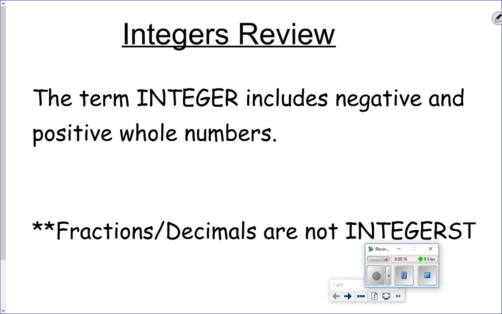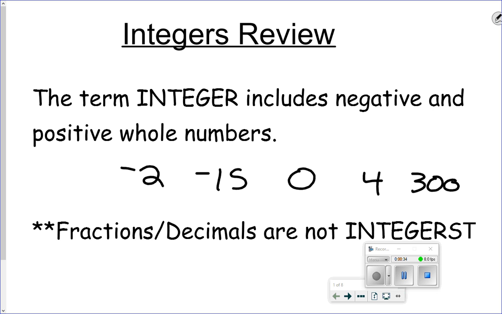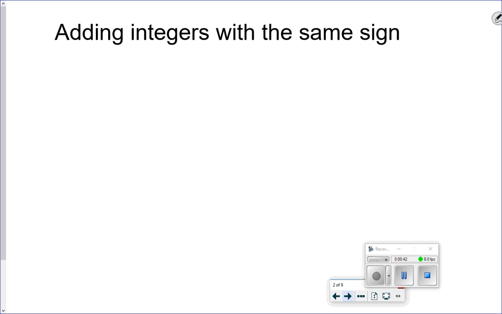First off, some vocabulary. The word integer includes negative and positive whole numbers. So no fractions, no decimals. We're talking about numbers such as -2, -15, 0 is an integer, +4, +300. Those are all integers. So as long as they're whole numbers and positive or negative, it's an integer. And that's what we're going to be working with: adding, subtracting, multiplying, and dividing.